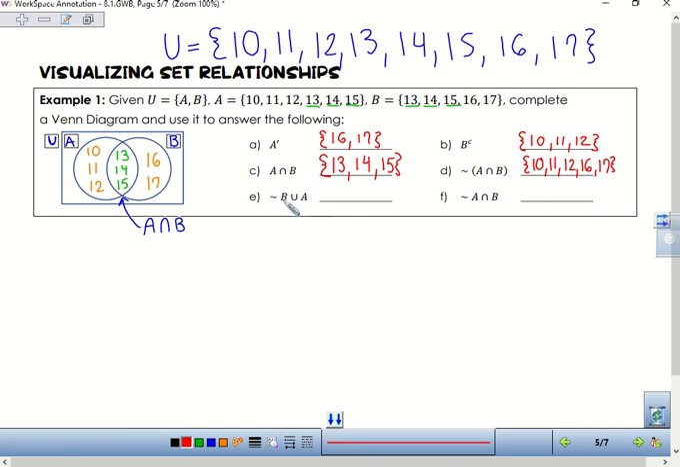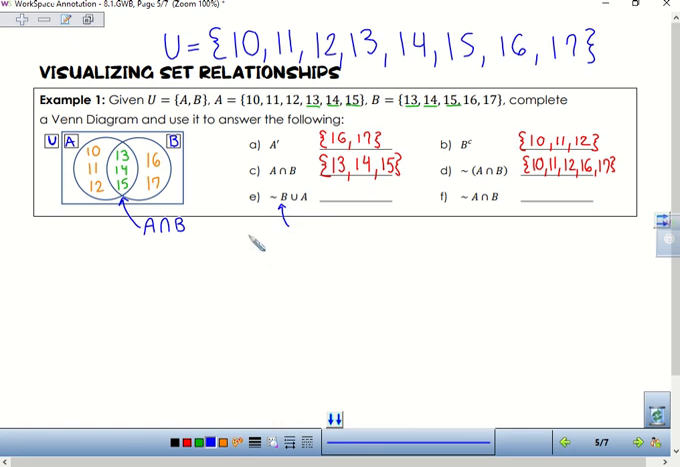Now this one here, see how there's no parentheses? This means that you're finding the complement of B and then finding the union of the complement of B and A. So I like to actually list these out sometimes underneath to help me out.